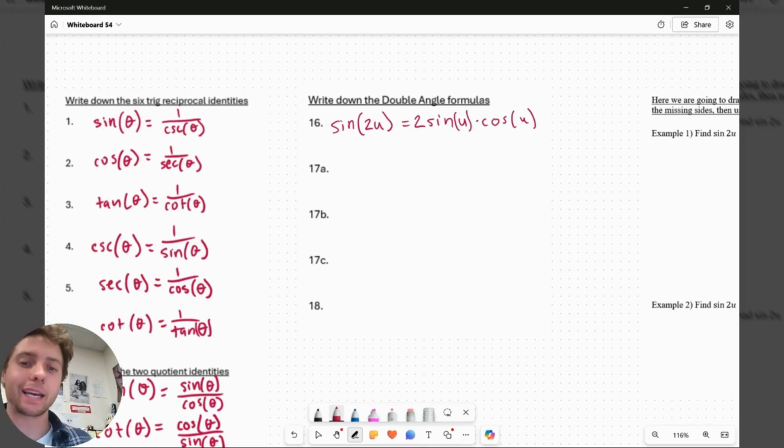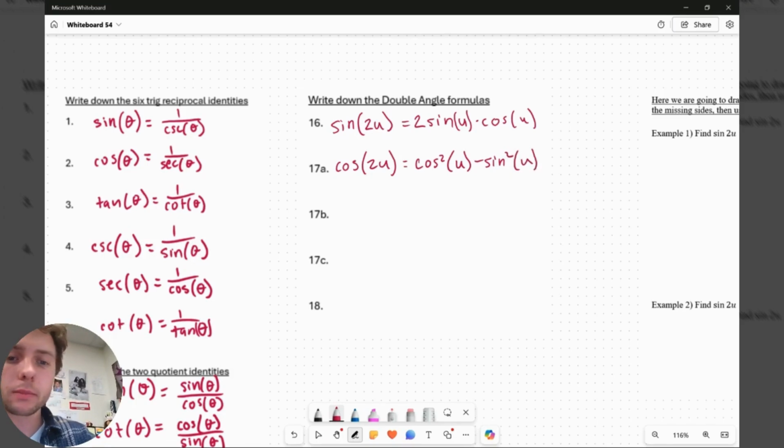Okay, so sine has just one singular statement that we can change it to if its angle in the middle is being doubled. Same idea with cosine, but this one has multiple forms you can use. They should all work in different ways, but they're all just true statements that you can utilize. Here is one of them, cosine squared u minus sine squared u. Another one that works is 2 cosine squared u minus 1.